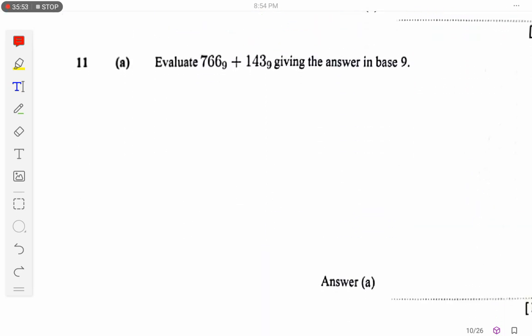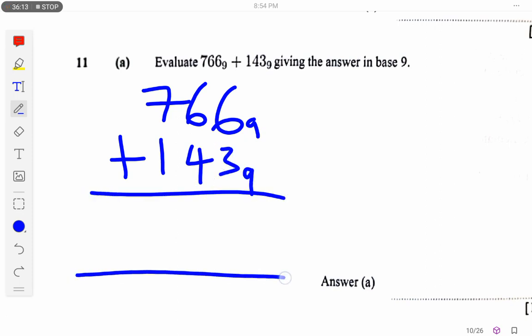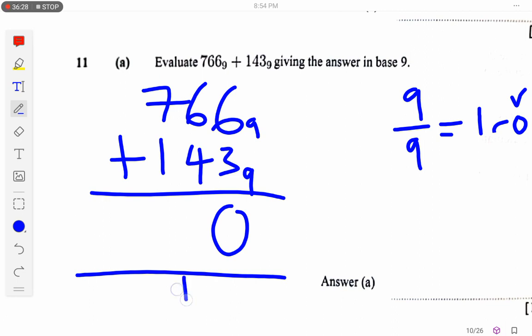Now this question is saying evaluate 766 base 9 plus 143 base 9, again giving our answer in base 9. So we are not changing anything here. So I have 766 base 9 plus 143 base 9, like that. Let's add. 6 plus 3, we get 9. So I'm going to say 9 over our base, 9. We get 1 and remainder 0. So we write our remainder there, 0.